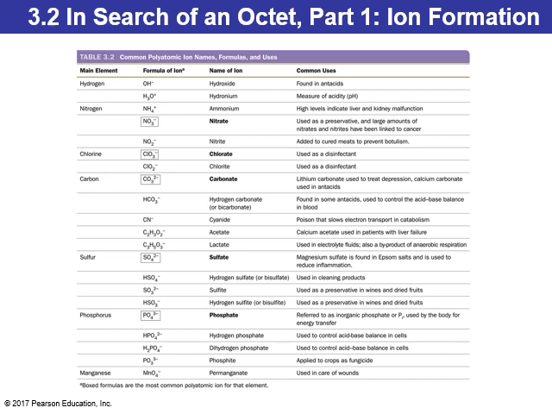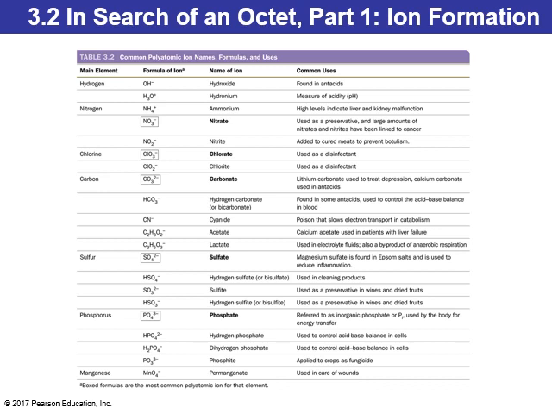Nitrogen can form different polyatomic ions. There are many that are very common in biological systems. So ammonia is commonly found in urine. Nitrate and nitrite are nitrogenous nutrients that are very important for plant growth and bacterial life. And we use some of these as signaling molecules in our body as well. Chlorate and chlorite, these can be used as disinfectants, so they're biologically important.